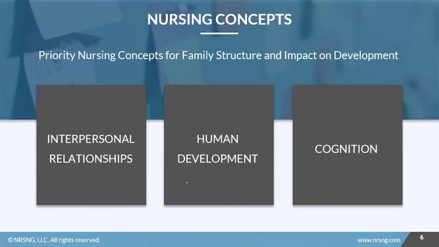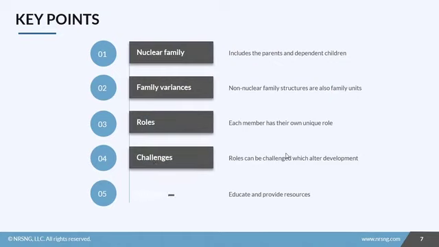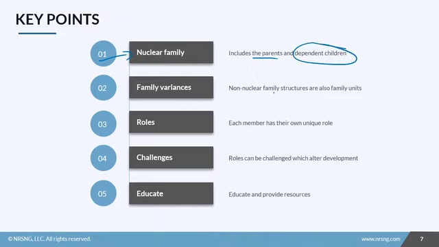In this lesson, we really focused on building those interpersonal relationships and human development within each family unit. And we also use the concept of cognition through development when we're talking about the family structure. So let's recap. When we're talking about the nuclear family, we're talking about parents and their dependent children, but also think about the ways that these units change. Also take into consideration family variances, and that non-nuclear family structures are also family units.